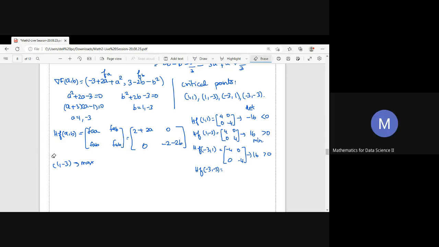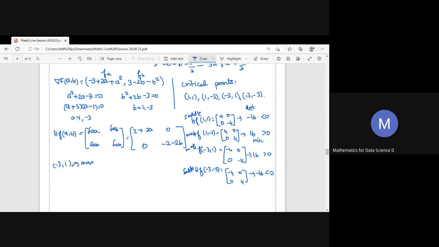So minus 3 comma 1 is your maximum. Yes, correct. And what about at minus 3 comma minus 3? At minus 3 you know the value here is minus 4, and minus 3 means here it is minus 4. So the determinant is negative, so it is a saddle point. So this is a saddle point and this is also a saddle point, and this is your minimum value and this is your maximum value.